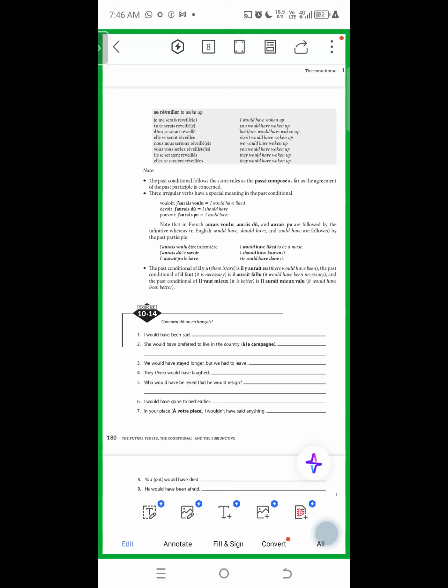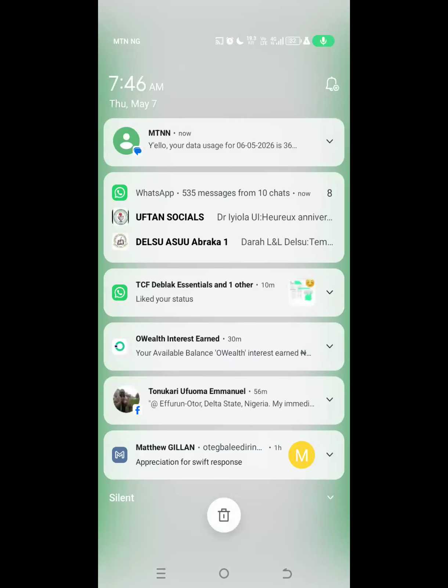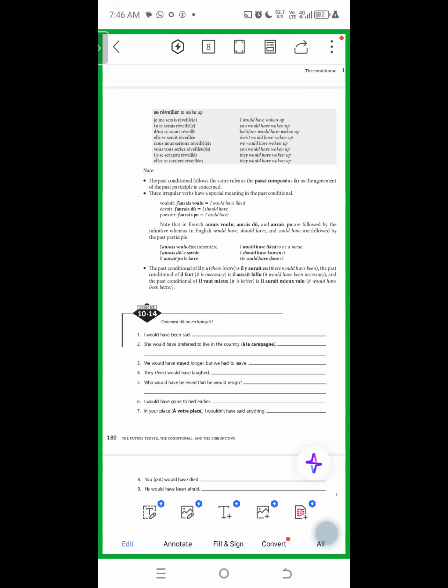We saw the same three verbs in the present conditional. Am I right? Yes, we did. Vouloir, I would like. What do you see for devoir? I should, or must, or should rather. What is it for pouvoir? I could. So the same thing is captured here, in this particular context. Are we okay?